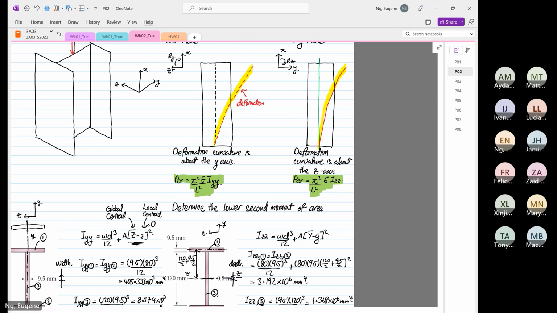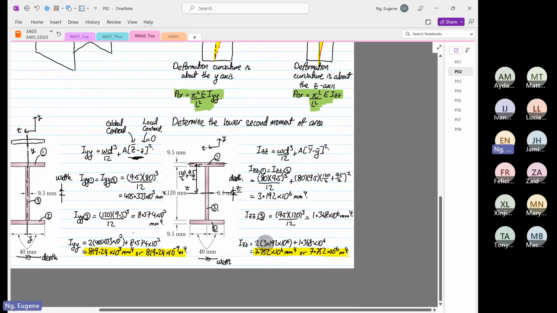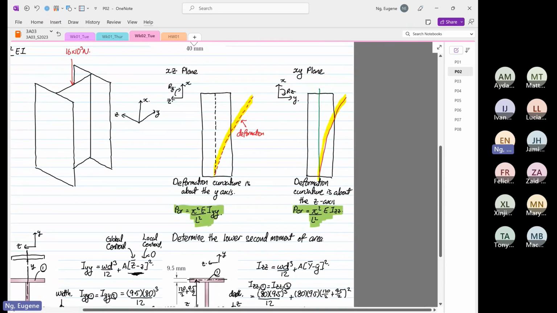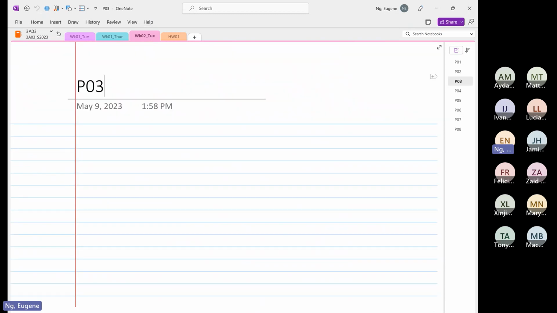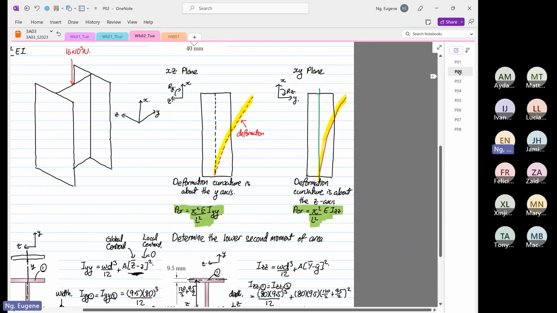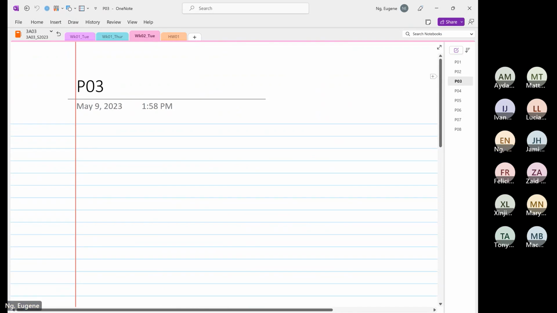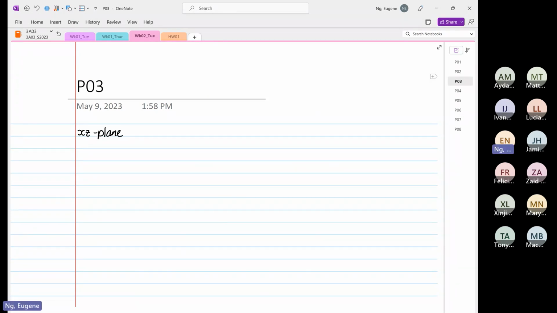Okay. I will use two values, and then I want you to see why we have to use the lower value. Okay. So now I'm going to calculate based on the XY plane, and I want you to look at the XZ plane also. So we are going to do two planes. So we are going to calculate based on the XZ plane, and then we are also going to calculate on the XY plane.